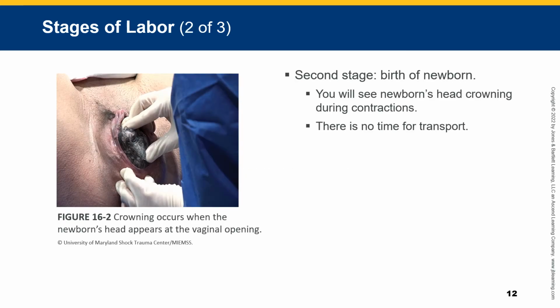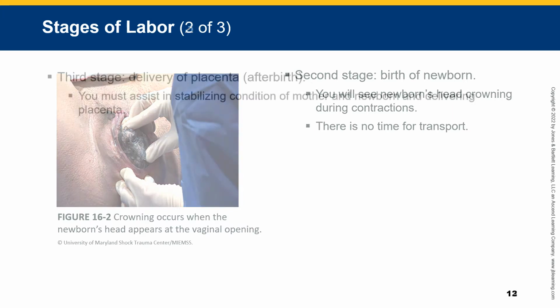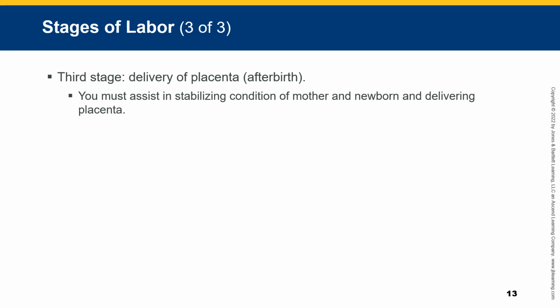The second stage of labor involves the birth of the newborn. You will see the newborn's head crowning during contractions, at which time you must prepare to assist the woman with delivery. There is no time for transport if the baby's crowning. The third stage involves delivery of the placenta or afterbirth. You must assist in stabilizing the condition of the mother and newborn and delivering the placenta. But the placenta must also be saved because it has to be analyzed in the hospital to make sure that all of it is there so that none of it is retained inside the mother.